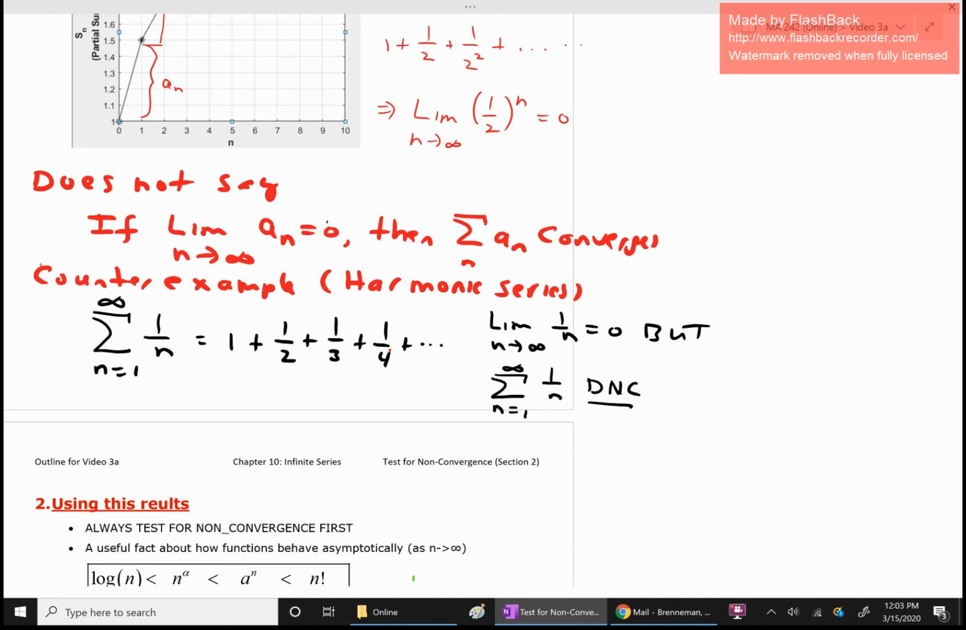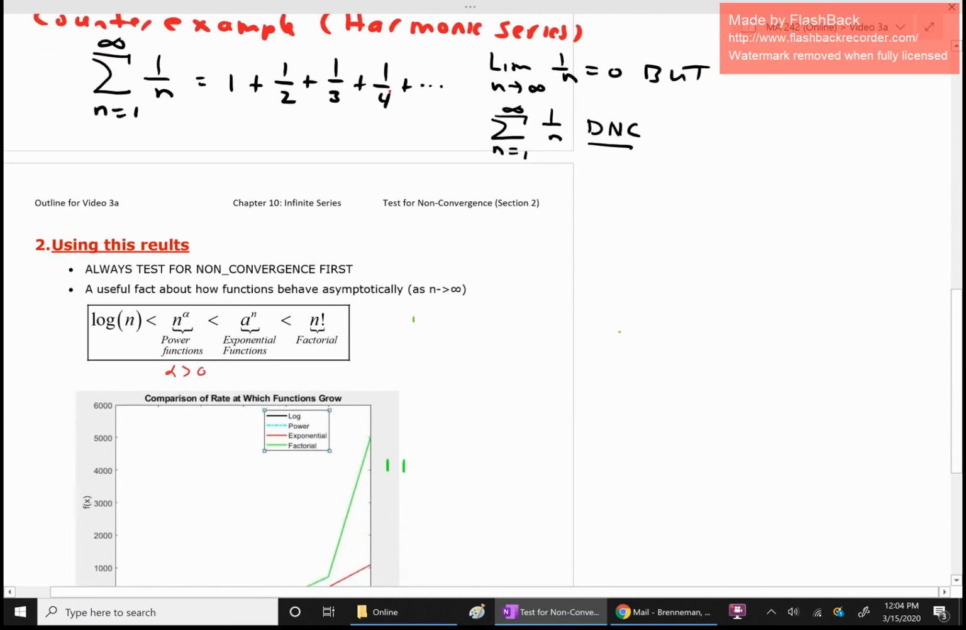It doesn't tell you anything about the convergence of the series if the sequence of terms that we're adding up has a limit that goes to 0 as n goes to infinity. If this is true, we can't say anything about the convergence. We can only say something about the convergence when the limit's not equal to 0. Okay, so two things to bear in mind.